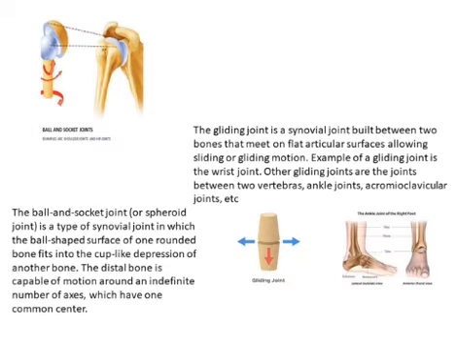Now comes the ball and socket joint. See, this is the ball and this is the socket. Okay, see the ball at the upper part, and then this C-shaped part is the socket. So the best examples of this are your shoulder joint as well as your hip joint. For your reference again, this is a type of synovial joint in which the ball-shaped surface of one rounded bone fits into the cup-like depression of another. Okay, you should remember the examples, that is the shoulder joint as well as your hip joint.